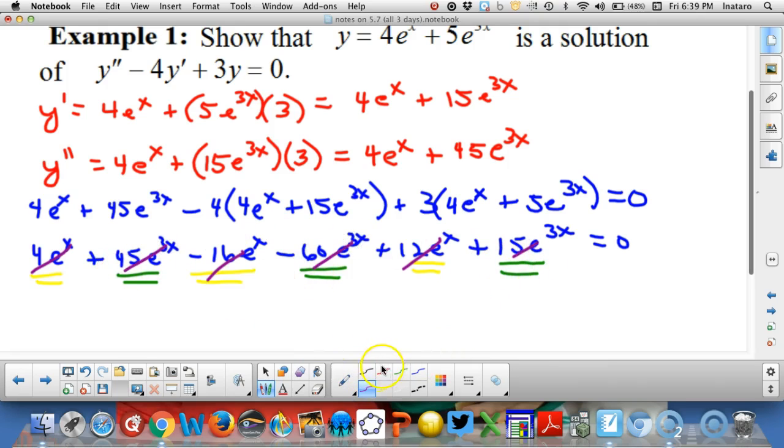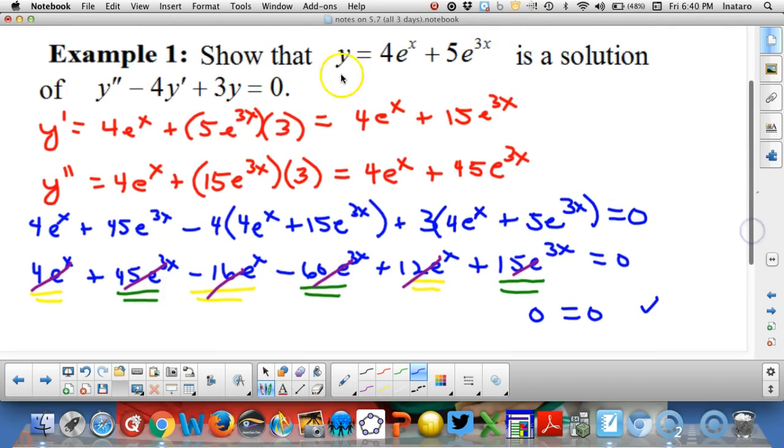So on the left side of our equation we have 0, and on the right side here we have 0. So we've just proven or shown that this equation y equals 4 e to the x plus 5 e to the 3x is a solution to this differential equation. Let's take a look at some other examples.